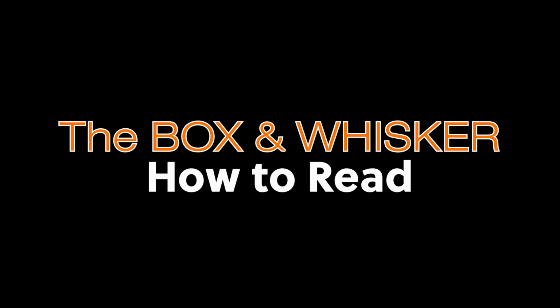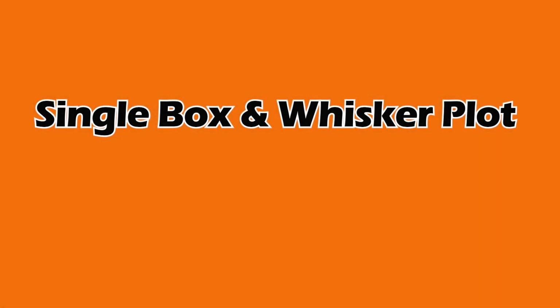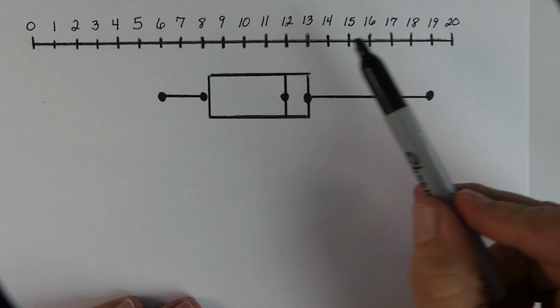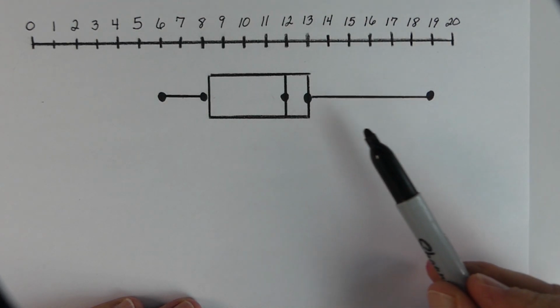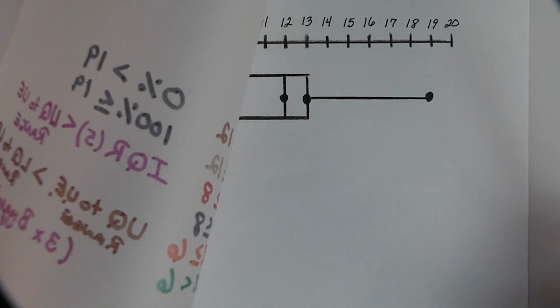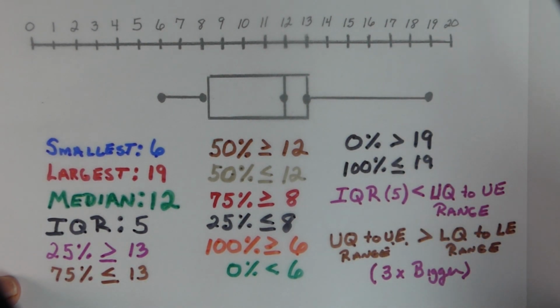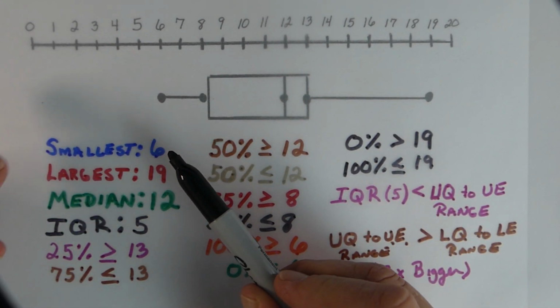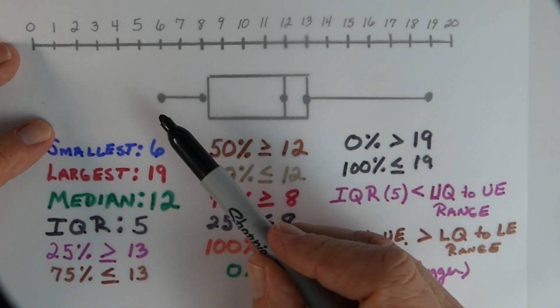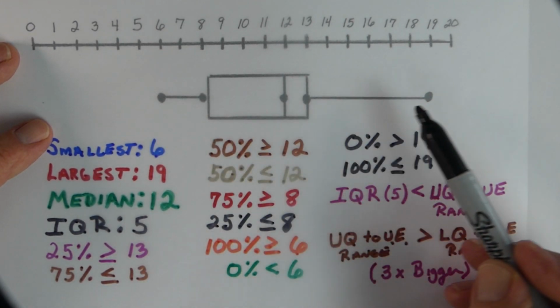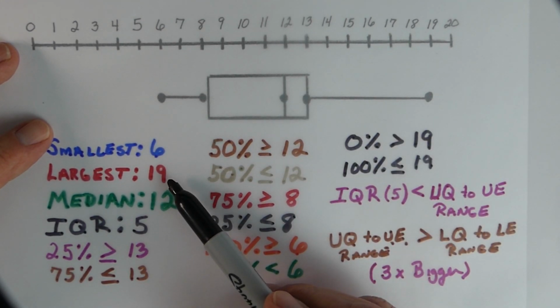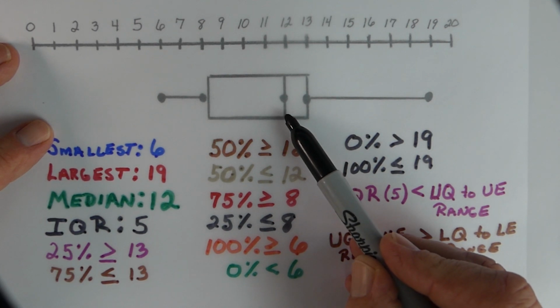One of the most important parts of the box and whisker is being able to read and understand it. So let's say, for example, we have this box and whisker, and maybe this is the number of tacos students in my class ate last week. There's a lot of information we can get from this. For example, I can see that the smallest amount of tacos was 6. I can also see the largest amount was 19. The median, or the middle one, was 12.